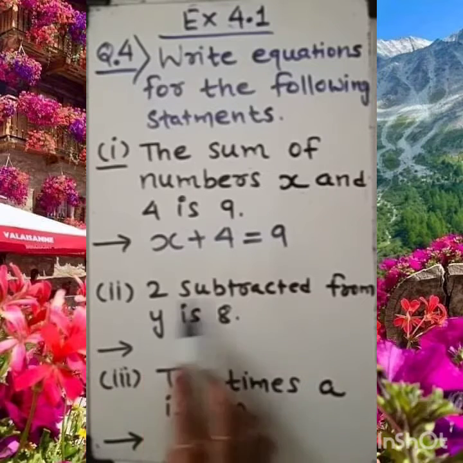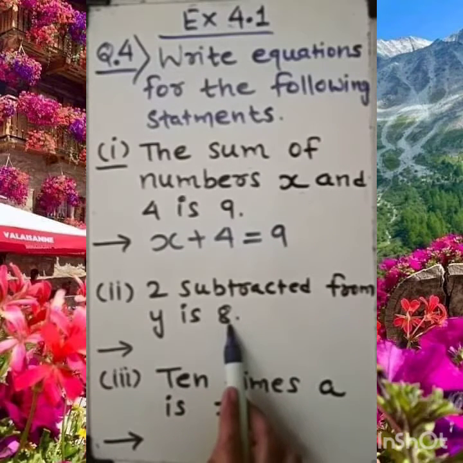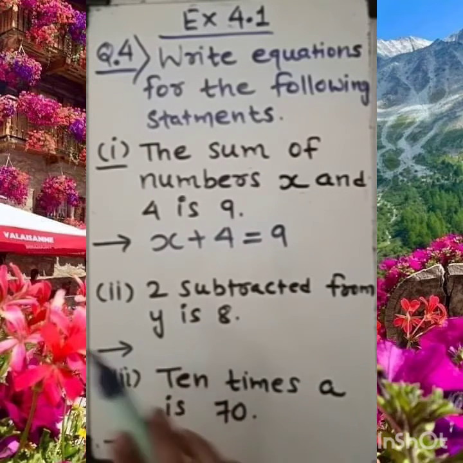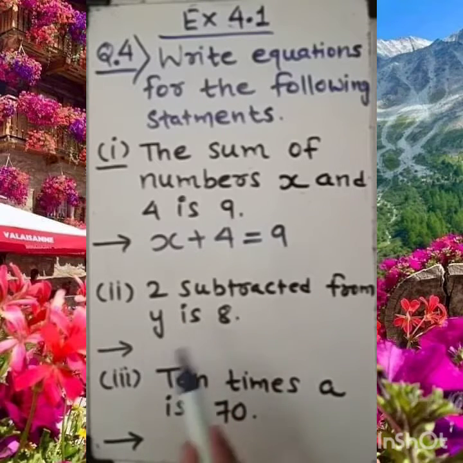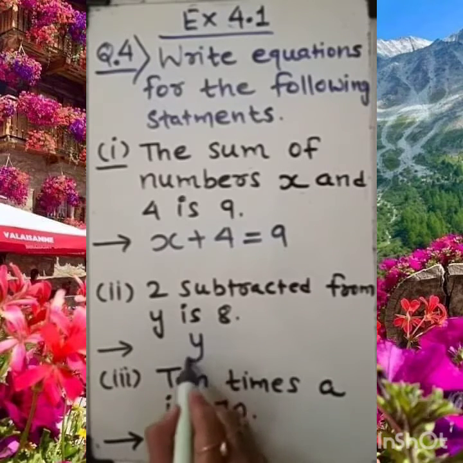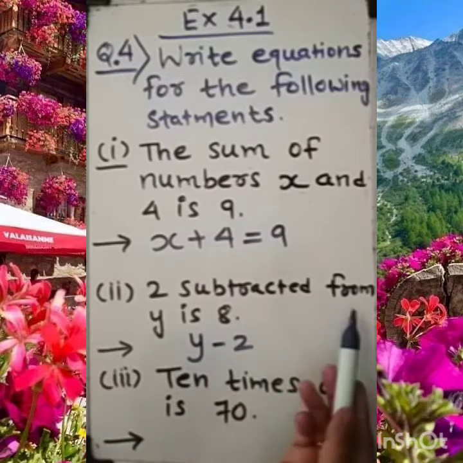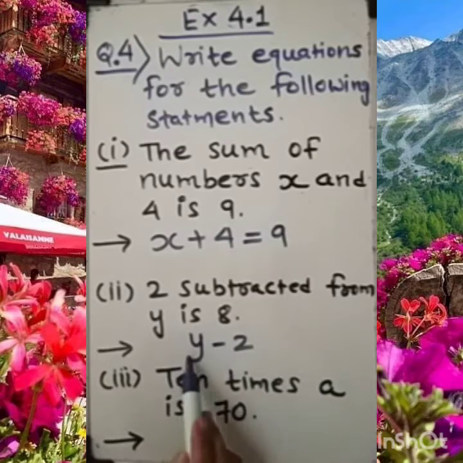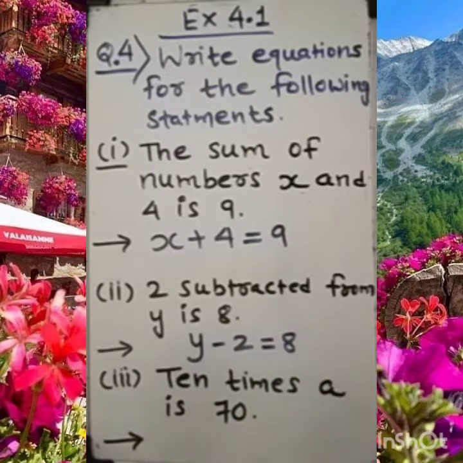Second is here, 2 subtracted from y is 8. We are going to subtract 2 from y. Y is the unknown variable here. We are subtracting 2 from y. The result is 8. So the equation will become y minus 2 equal to 8.